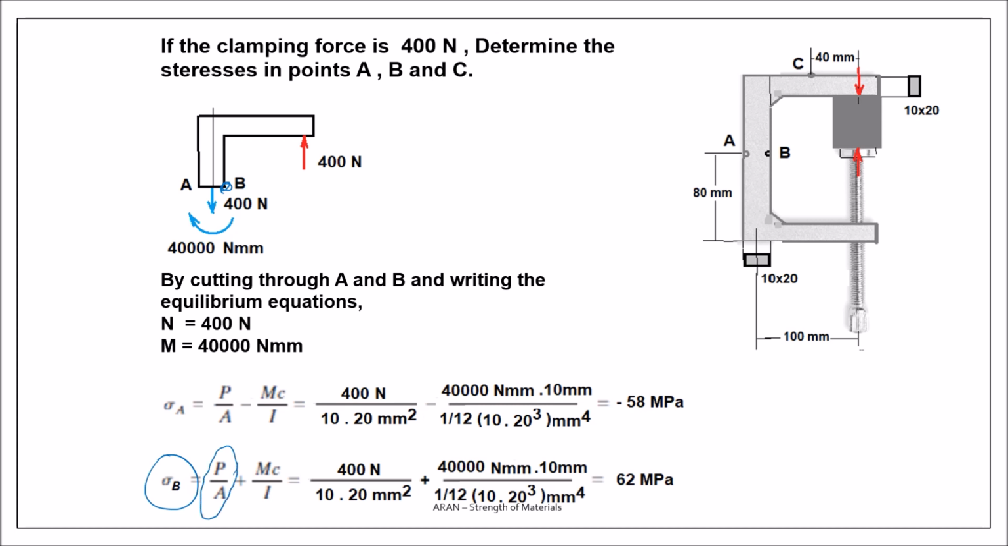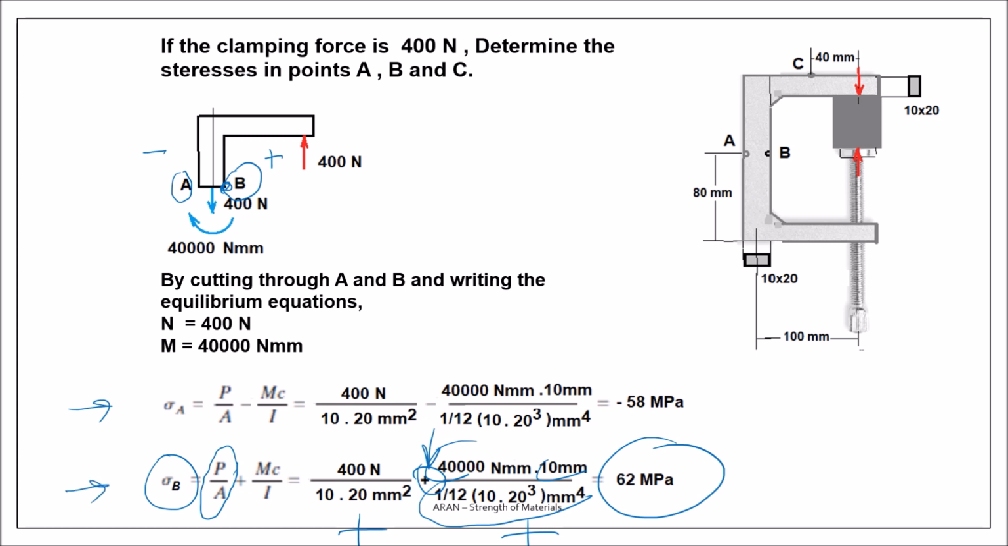If you do the same for point B, you know the stress due to normal force is uniform all over the section, but on the right side in point B, in point A I had negative, in point B I have positive tensile stresses. Moment of inertia and all other stuff is the same. This time this is plus and this is also plus, so the superposition gives me that the stress is 62. So I have determined sigma A and sigma B.